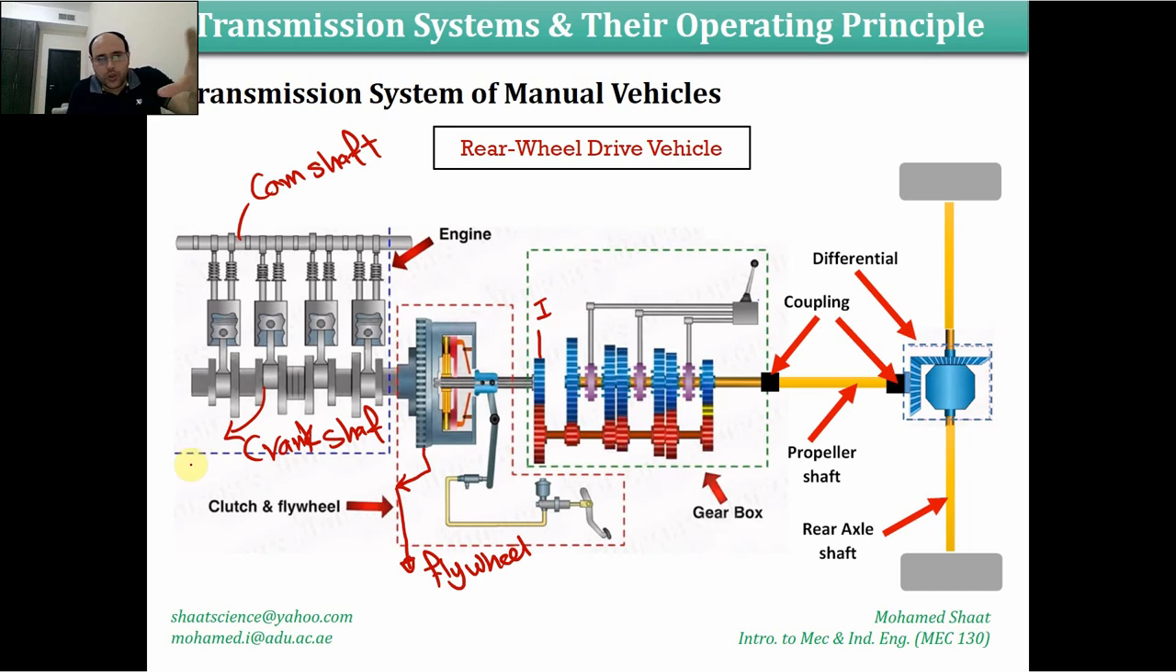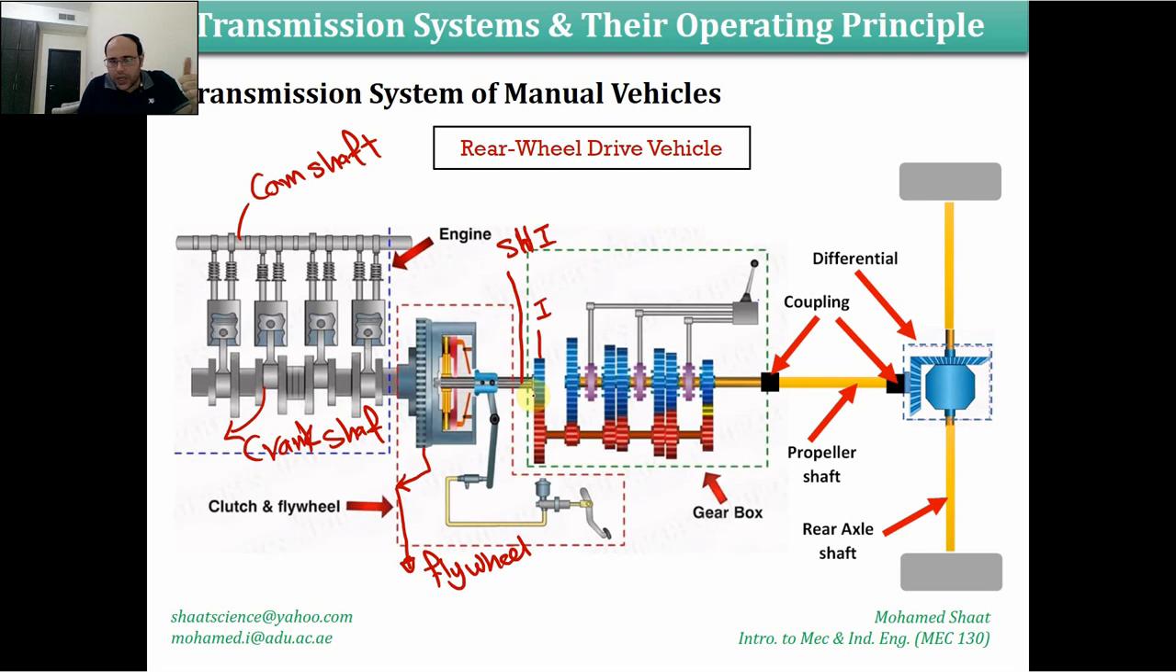So once you switch on the engine, the camshaft is going to work for burning things. Pistons are moving. The crankshaft is going to rotate to give rotation to the flywheel. The clutch is connected. So this shaft, this is shaft number one. Let us give it a name like SH1, for example. So this shaft number one is going to rotate.